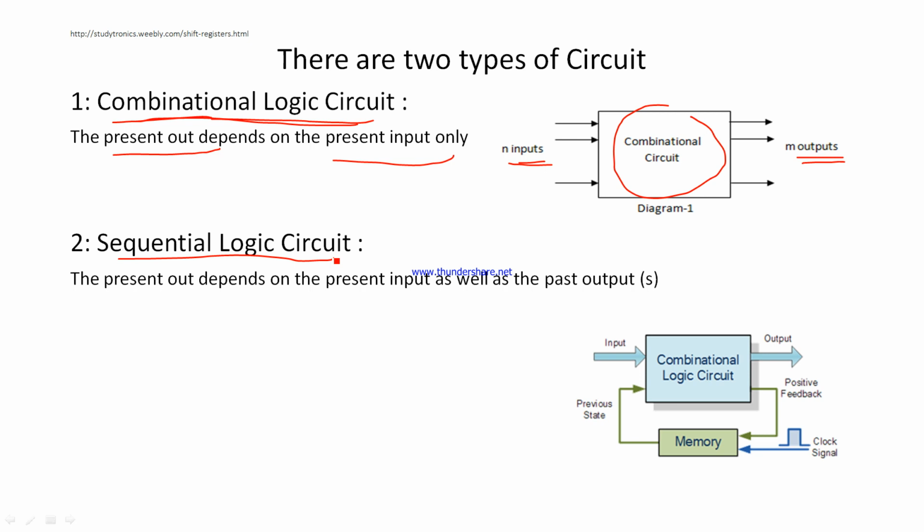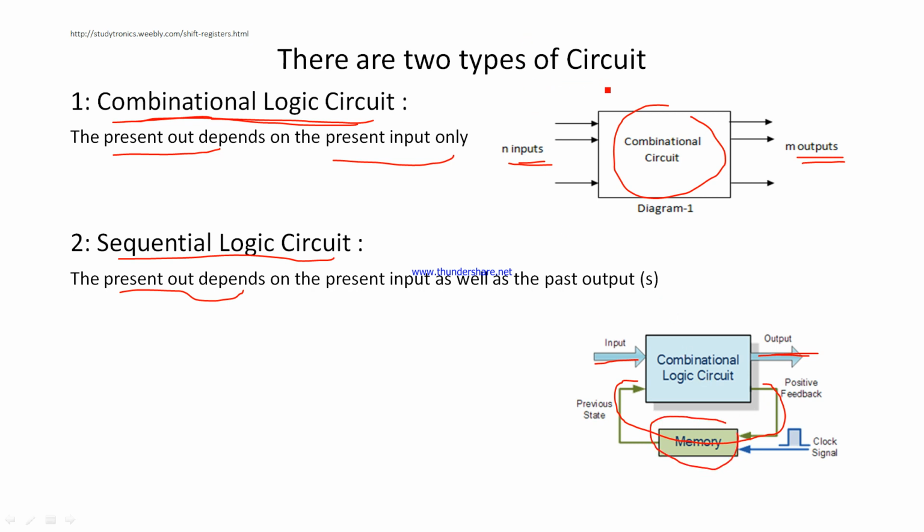How is sequential circuit different from combinational circuit? The present output not only depends on the present input, but also on the past output. So it means that the output not only depends on the input, but also on the previous output. What was the previous output will be used as an input to decide what the output will be. So this is where storage comes in, memory.